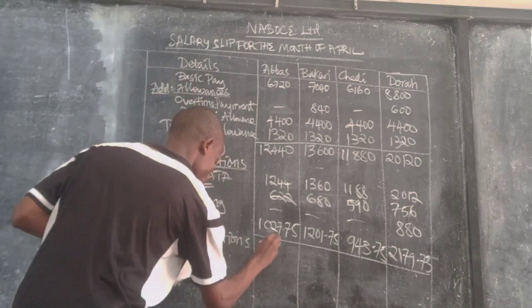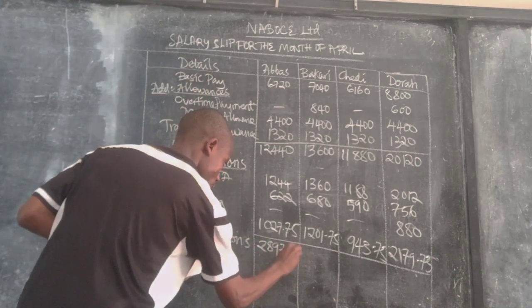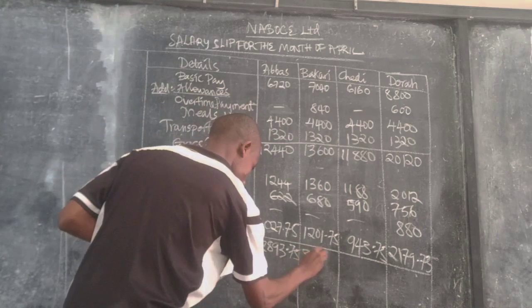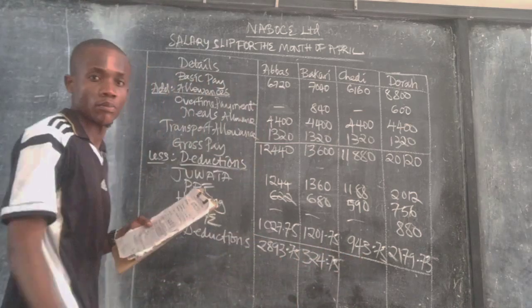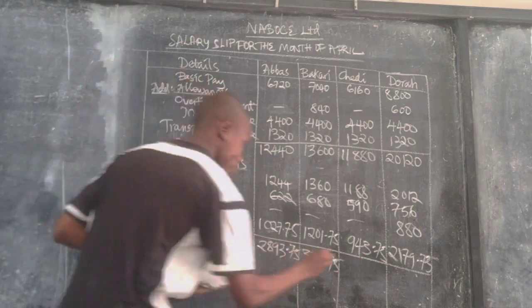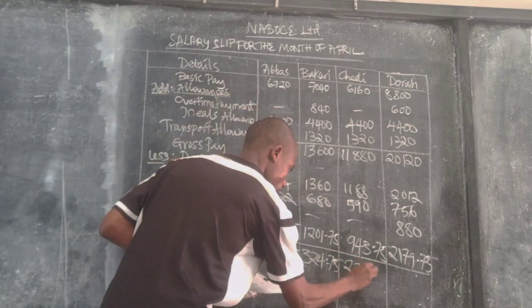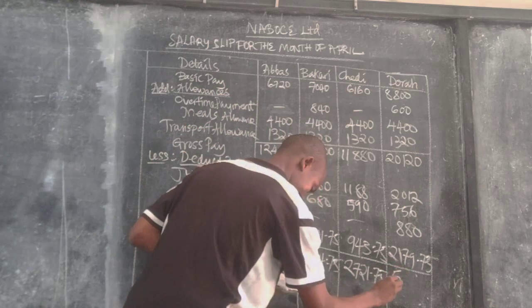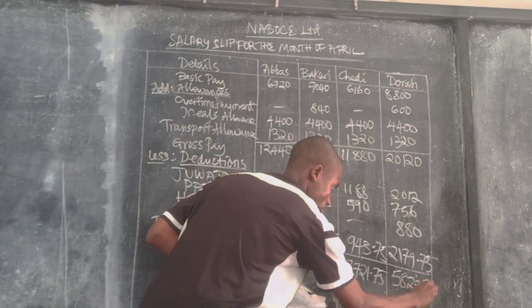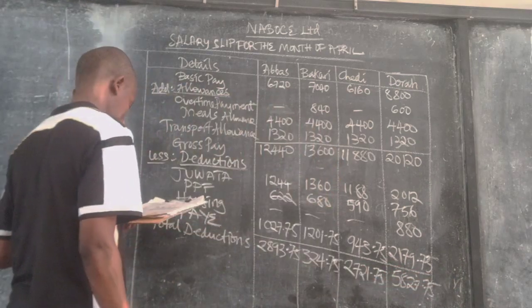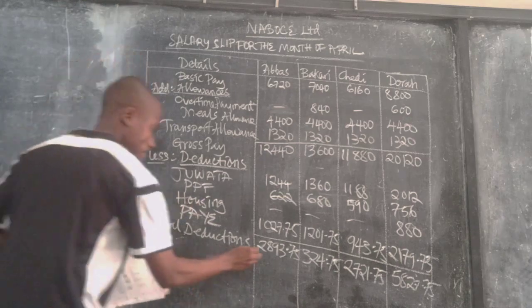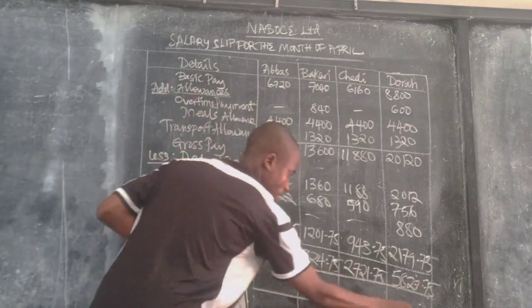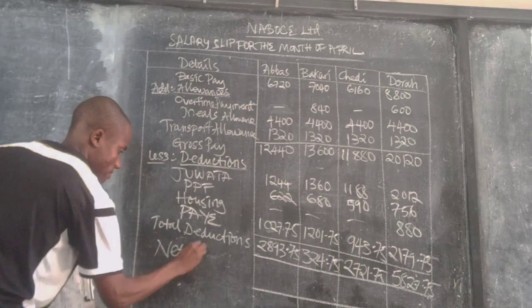You have to add them all. 1,244 plus 622. You'll get your answer. So you add them up. 1,360 plus 680 plus 1,201.75. You get your answer. So all of those deductions, you have to add them up. You'll get your answers as follows. Those will be your total deduction.